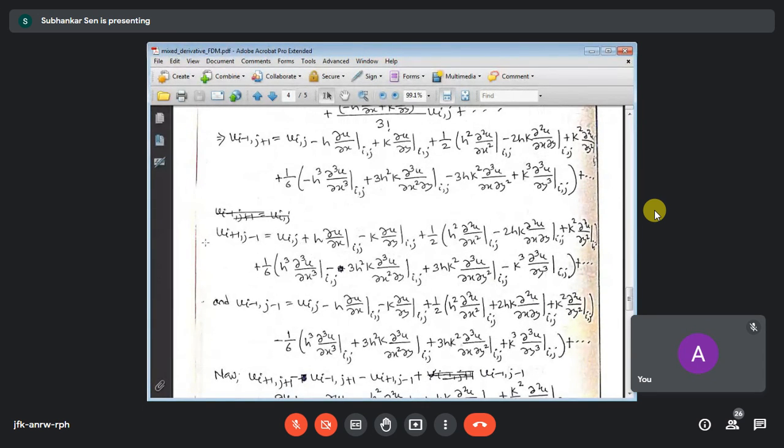One term I just did not tell: this is here u(i+1, j-1). So this is x plus delta x, and this is y minus delta y. So k will be negative. Wherever there is k, you put minus k. Negative k, but this is square, so positive. So a cube minus 3a square b plus 3ab square minus b cube. So this is giving you one expansion.